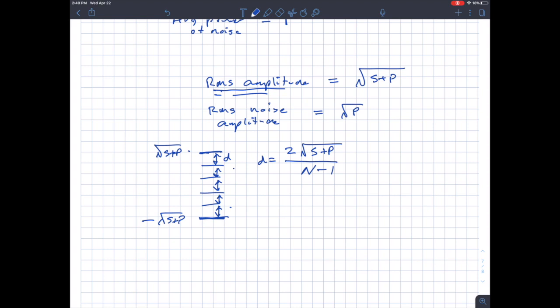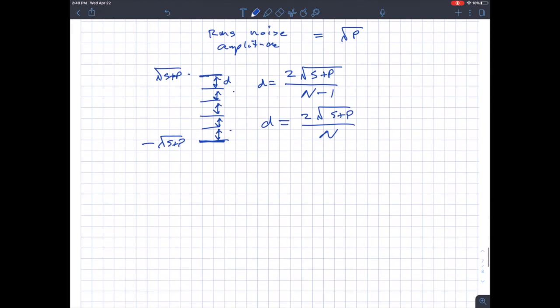Okay, so that's getting us close. It turns out you get the channel capacity result if you use D equals 2 square root of S plus P divided by N instead of divided by N minus 1. So that's just a small deviation from the logic.